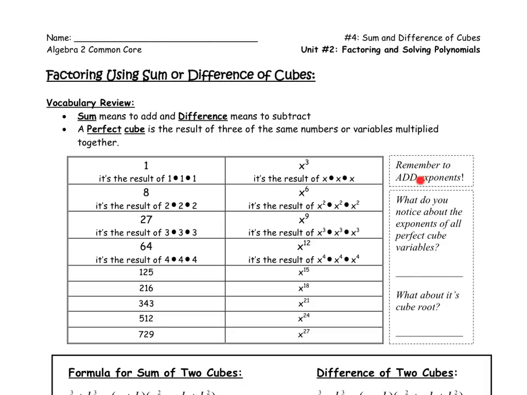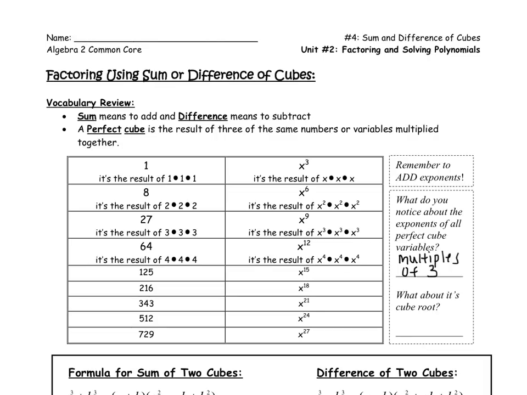Now, here's something I want you to notice. What do you notice about the exponents of all perfect cube variables? When we talked about perfect square variables, we said that they were all even. So, are these all odd? The answer is no, they're not all odd. Look at 12. 12's even, so is 6. So, what are they? You should be saying that they are all multiples of 3. So let's write that down. Multiples of 3. So any perfect cube variable will be a multiple of 3.